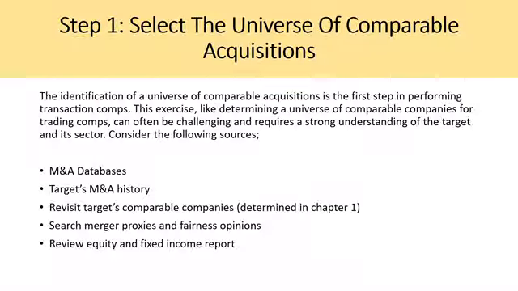Consider the following sources: M&A databases, target M&A history, revisit the target's comparable companies, search merger proxies and fairness opinions, and review equity and fixed income reports. So there are a lot of sources of information and depositories of information where you can really determine, okay, which precedent transactions should I include in my analysis. And so these are the sources which you can search to really add to your analysis.